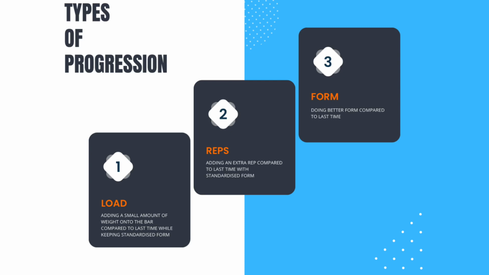The 3 types of progression are load. This is just increasing the weight on the bar, such as doing 50 kg to 55 kg. Reps, this is adding an extra rep or 2 to the set compared to last time. And the final one is improving your form. This allows you to stay consistent and allows you to make sure that your form is perfect so you can minimize injury and allow you to keep progressing.